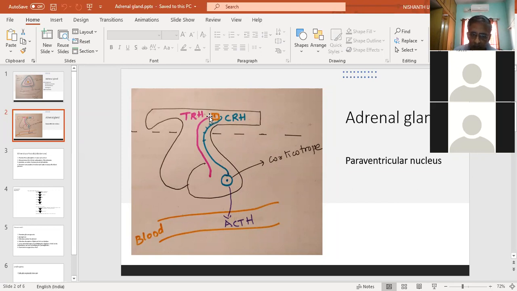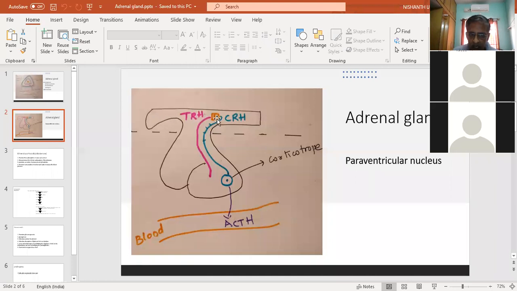From this nucleus, two secretions are coming into the anterior pituitary. You can observe that the two are in different colors. One is rose or pink color, and another one is blue color. So two secretions are coming into the anterior pituitary. We are not going to discuss this secretion; we will discuss it in the thyroid gland, and we are concentrating only on this particular secretion.